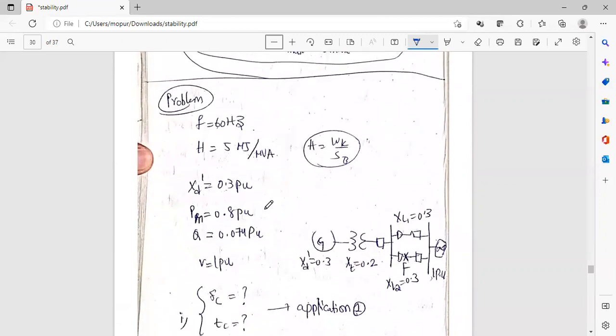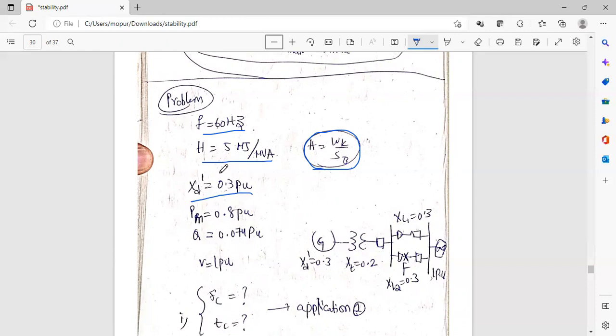Now if you see what they had given in the problem, it is a 60 Hz synchronous generator. Frequency is 60 Hz. Having an inertia constant H equal to 5 megajoule per megavolt ampere. The inertia constant H, we had discussed in the swing equation derivation, is the ratio of kinetic energy to the base power. This is the formula of H we had discussed. Then it has a direct axis transient reactance Xd dash, which is equal to 0.3 per unit.